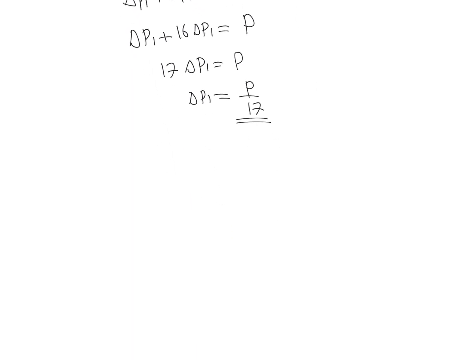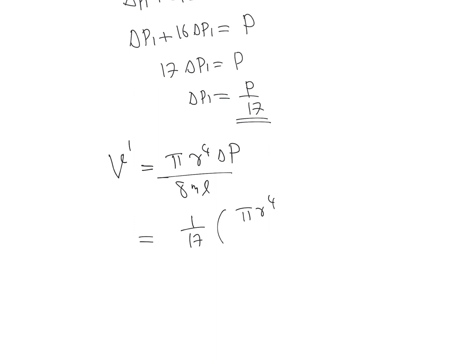Now we can find the value of the volume flow rate. Let's say the volume flow rate now is V dash, or dQ by dt. We know the relation is pi R raised to 4 delta P divided by 8 eta L. Now the value of delta P becomes P divided by 17. So we can write this as 1 by 17 times pi R raised to 4 into P, same as in the initial case, divided by 8 eta L. The initial volume flow rate was given as V. So now the volume flow rate is V divided by 17.